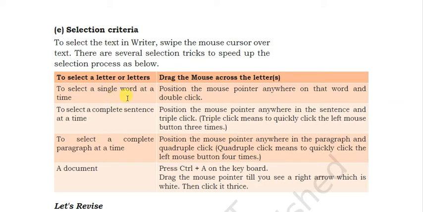If you want to select a single word at a time, then you position the mouse pointer anywhere on that word and then double click, so it will select that particular word. If you want to select a complete sentence, then position the mouse anywhere in the sentence and triple click. And if you want to select a complete paragraph, position the mouse pointer anywhere in the paragraph and quadruple click, 4 clicks, one after another. And if you want to select the entire document, you have a shortcut key, Ctrl and A.